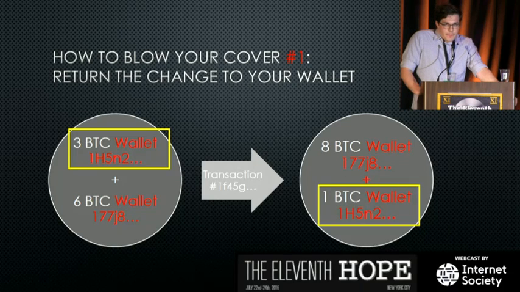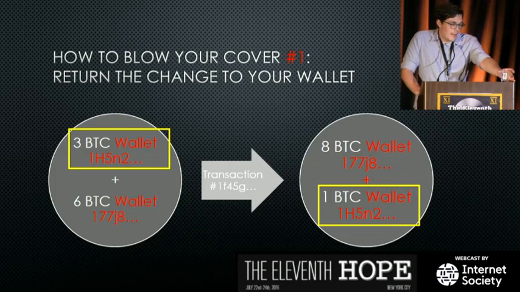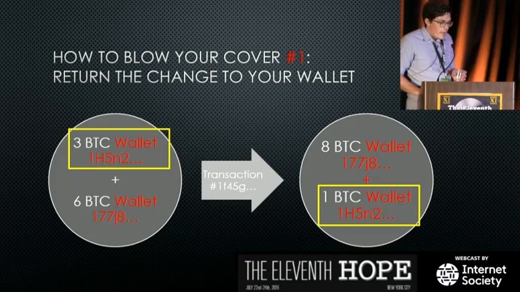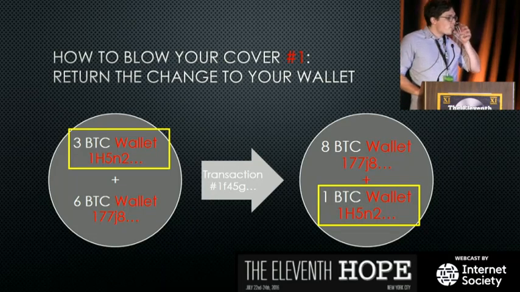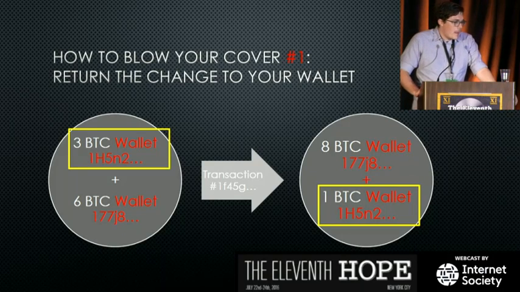So why is this possible? Because people are reusing addresses over and over instead of generating new addresses, as you should do. In this case, the first way of blowing your cover is pretty simple. We take the same example again, the 3 Bitcoin and the 6 Bitcoin transaction. But instead of sending 9 Bitcoin to an address, I will send 8 Bitcoin to an address and send back the change to an address I already own.